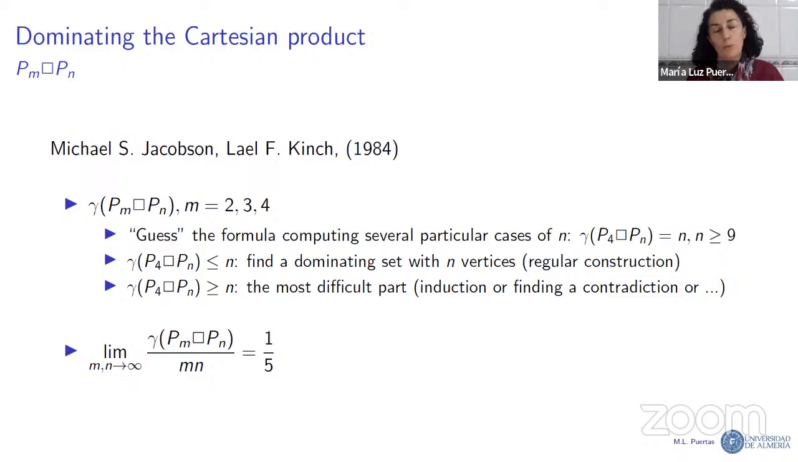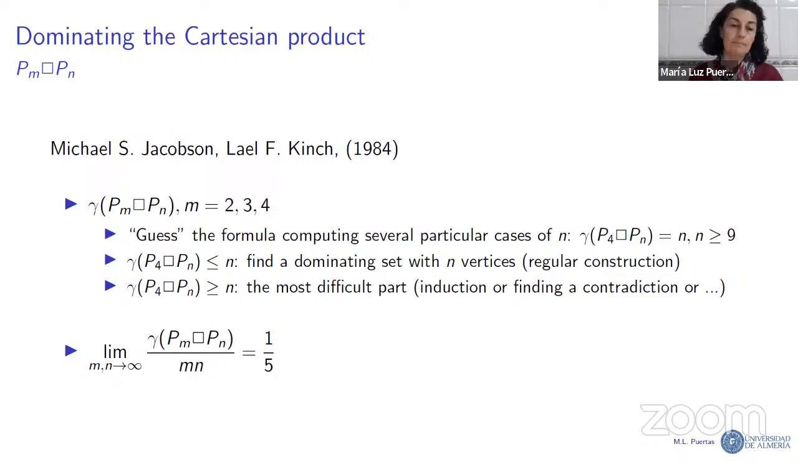I'm sorry because this slide is full of letters, but first of all, let's have a look at this formula. The author proved that asymptotically, the domination number of the grid is the number of vertices over 5. And also, they managed to obtain formulas for the domination number of some small grids. And by small, I mean that one of the factors is small. So they obtain this value when one factor is a path with 2, 3, or 4 vertices.